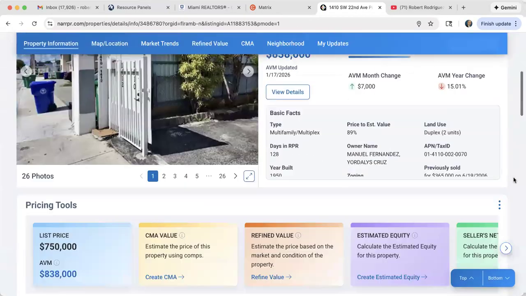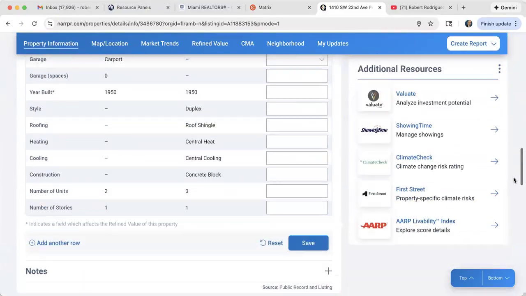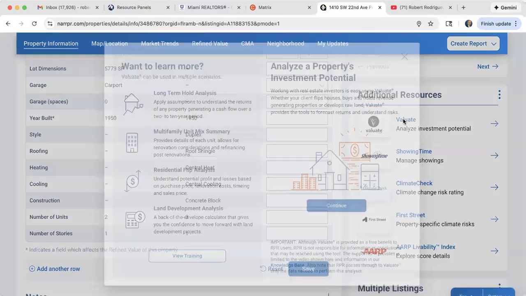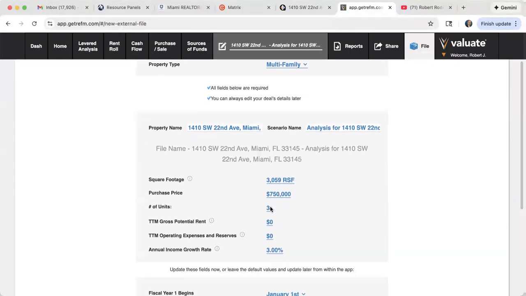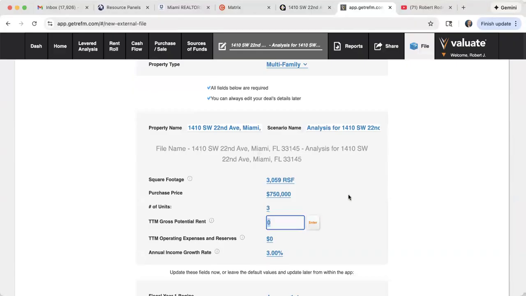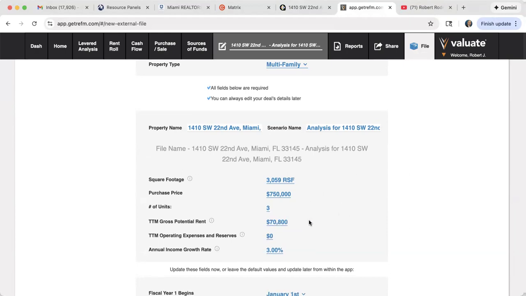Okay. And then we're going to scroll down and we're going to go ahead and hit the evaluate tool once again. Let's click on evaluate. Let's click on continue. All right. So this is a 3 unit with a potential gross rent annually of $70,800. So $70,800 is the calculation, right?